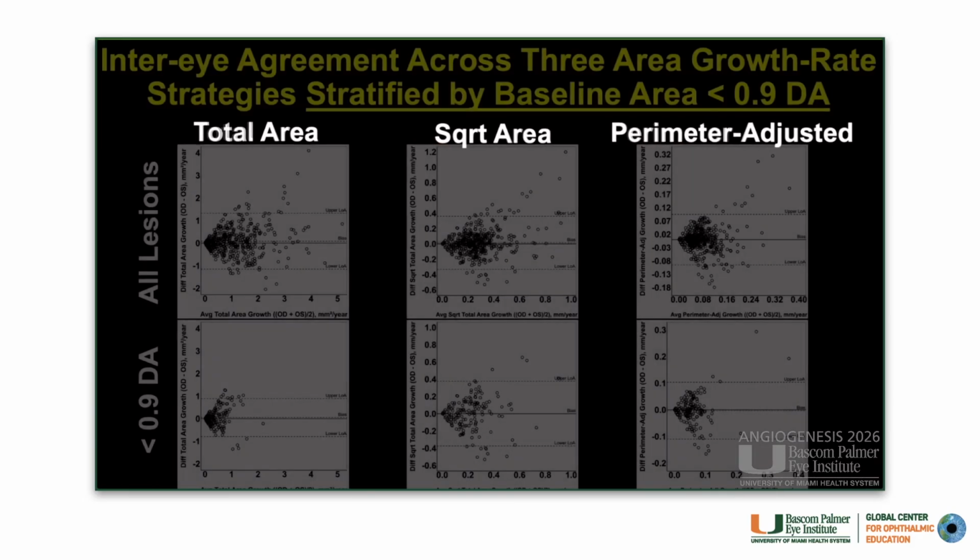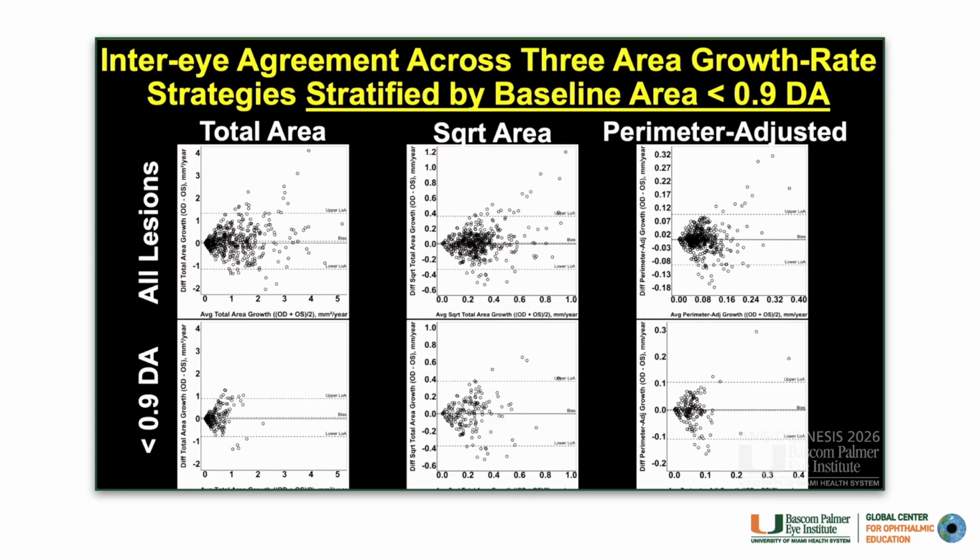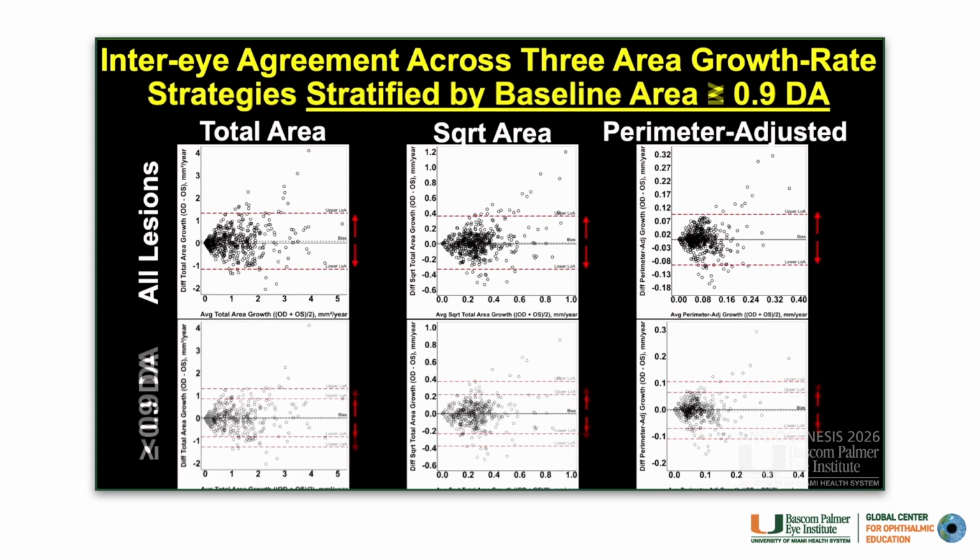In a second analysis, we assessed inter-eye agreement using Bland-Altman plots. On the top row, you can see plotted the agreement for lesions across all baseline sizes for the three growth strategies, whereas in the bottom row, you can see lesions only with baseline area below 0.9 disc areas. We observed that between the two categories, there is not much marked improvement in the bias and limits of agreement. We then stratified for baseline area above 0.9 disc area, and we note a reduction in the variability and the limits of agreement, especially so for the square root area and perimeter adjusted growth rates, matching the concordance results that we previously observed.